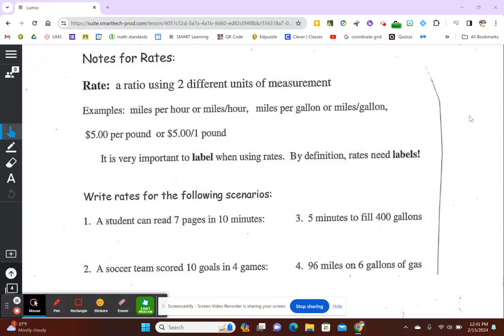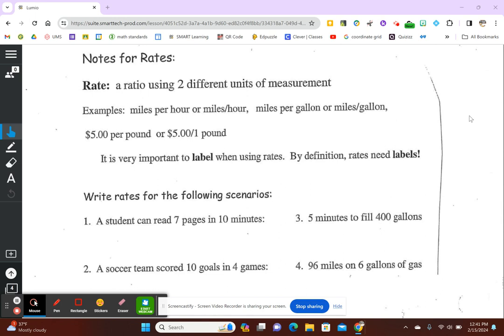Okay, so this video is from page 4 in your Unit 6 packet, and we're going to go over the difference between a ratio and a rate. So the difference is a rate is a ratio, but it uses two different units of measurement. And because it does use two different units of measurement, you must label with rates. So an example of a rate is miles per hour and miles per gallon or dollars per pound.